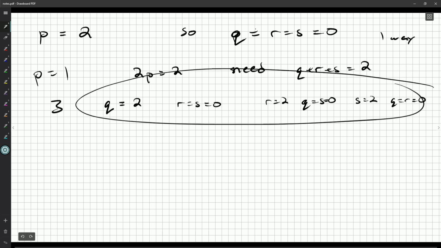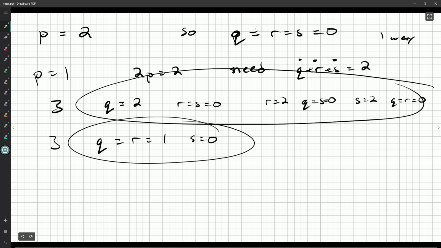Okay. But you don't have to have that. You can have 2 of the numbers be equal to 1 and the other number be 0. How many ways are there to do that? Well, there's 3 numbers here. So we've got 3 choices as to which number is 0 and make the other 2 numbers 1. So that's another 3 ways. Don't have to write them all out. Okay. So there's 6 ways with p equals 1 to get 2p plus q plus r plus s equal to 4.